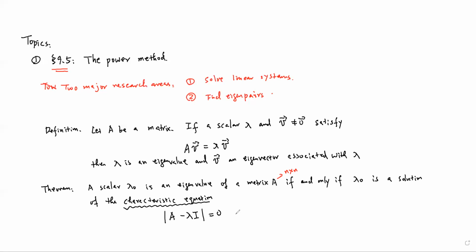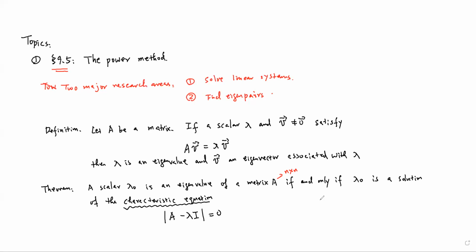Now, in practice, the matrix size is huge. For eigenvalue problems, the size is at least million by million. For linear systems, the size is billion by billion unknowns. So if you still use this theoretical approach to find eigenvalues, it is hopelessly inefficient. So we need a completely new, completely different idea to find eigenvalues.